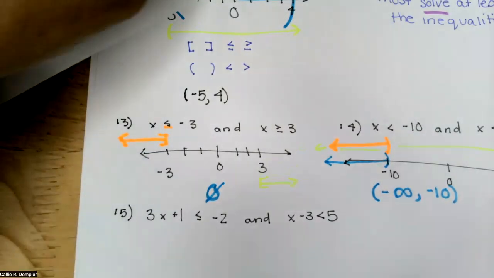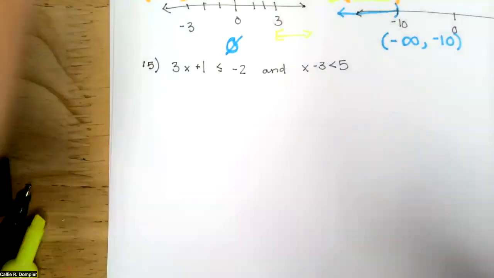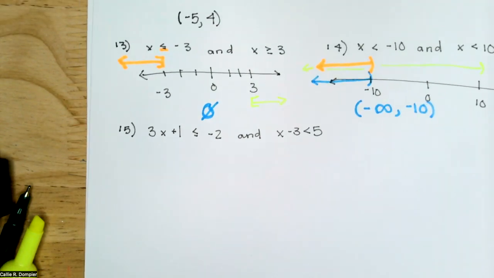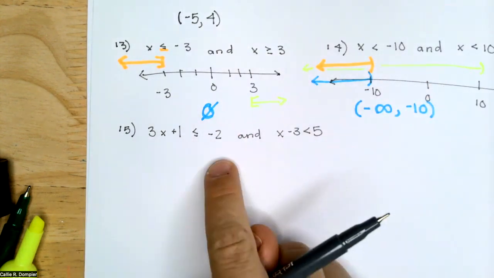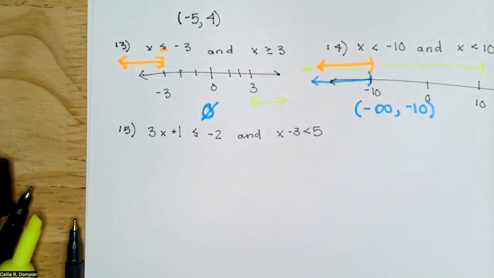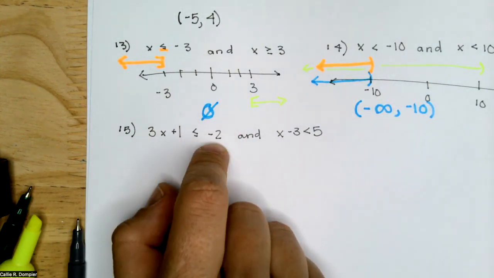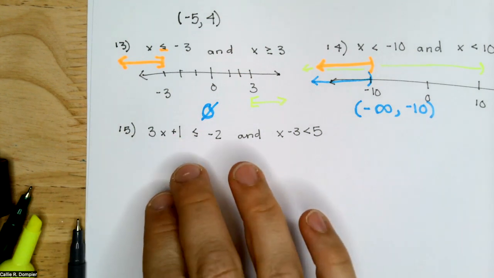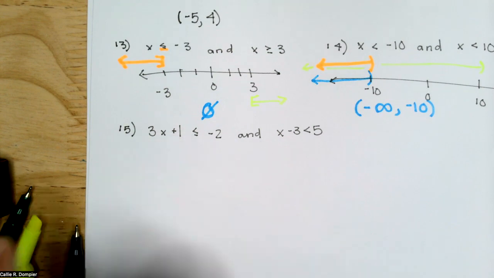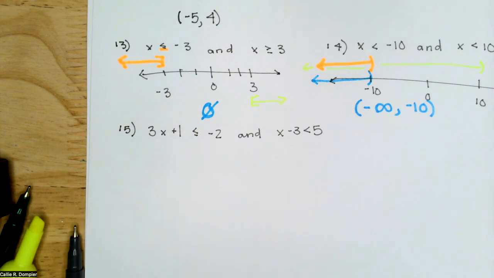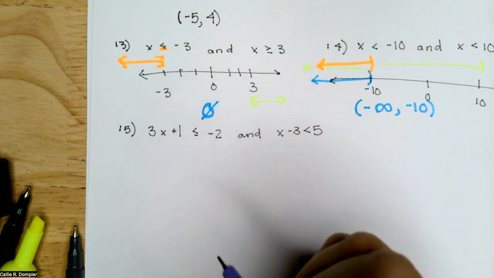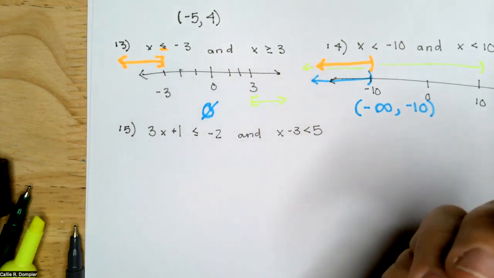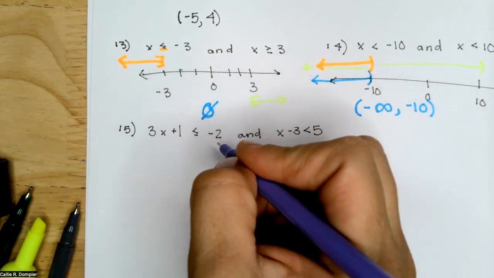All right, 15 says 3x plus 1 is less than or equal to negative 2 and x minus 3 is less than 5. So note that we still have an "and," so it still needs to cover both. And the difference between this one and this one is we have to solve for x. You can generally use the same rules as if this were an equal sign, right? The only thing that changes is just in case you divide by a negative or you multiply by a negative, you have to flip this sign to make it face the other direction. I don't think we're going to encounter this here.